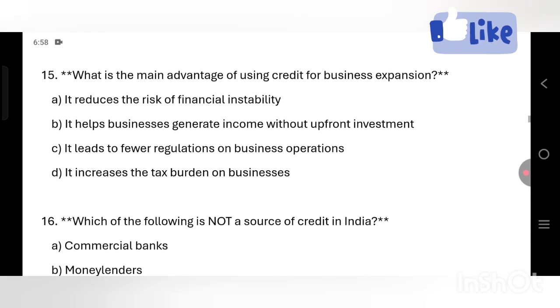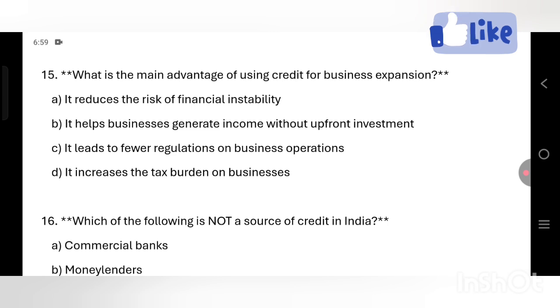Next, question number 15. What is the main advantage of using credit for business expansion? Option A, it reduces the risk of financial instability. Option B, it helps businesses generate income without upfront investment. Option C, it leads to fewer regulations on business operations. Option D, it increases the tax burden on businesses. The correct answer is B. It helps businesses generate income without upfront investment.